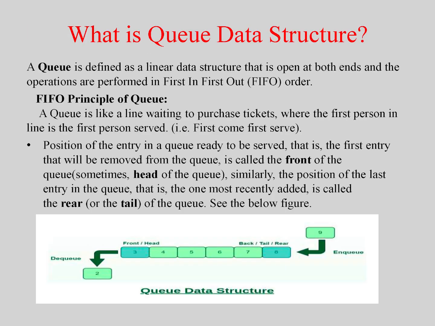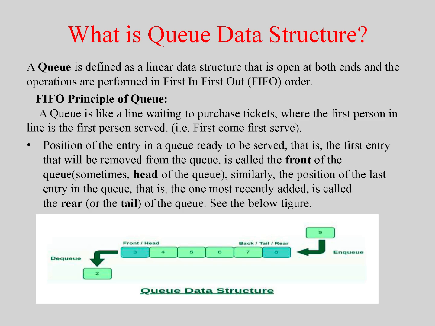Now for the second part of this lecture, queue data structure. A queue is defined as a linear data structure that is open at both ends and the operations are performed in first in first out order. FIFO principle of queue. A queue is like a line waiting to purchase tickets where the first person in the line is the first person served.